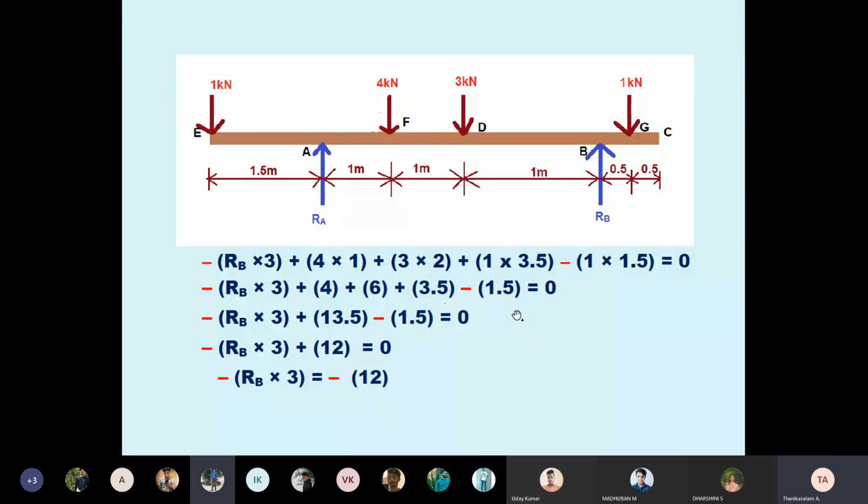Sir, it is not having perpendicular. It is acting at the reference point, yeah.